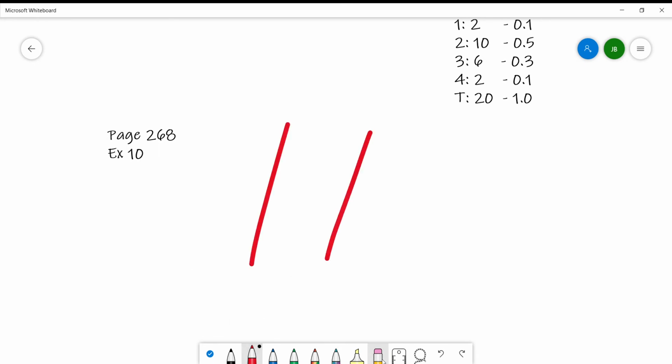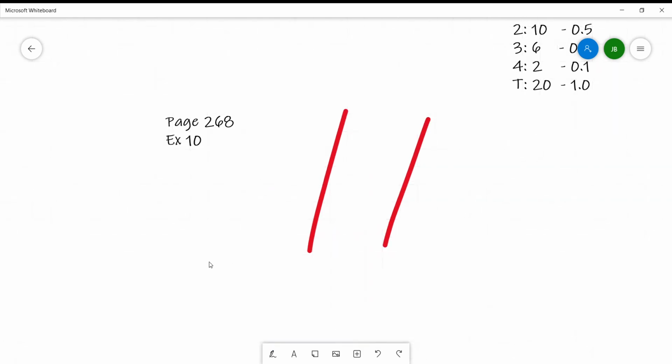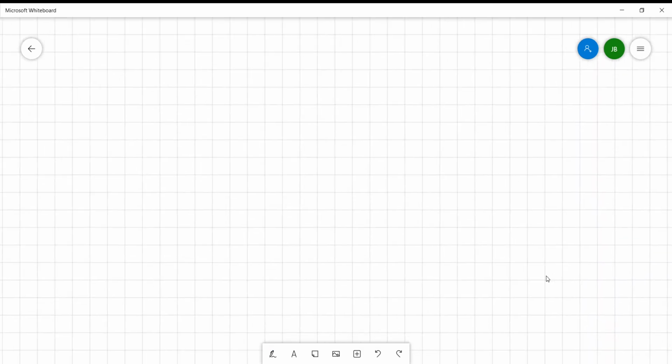Here we go. I'm actually going to move over here. So we're on guided practice number 1. Page 268. Guided practice 1.